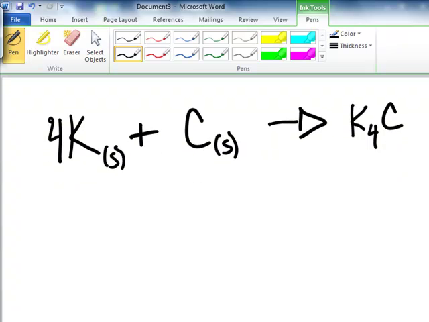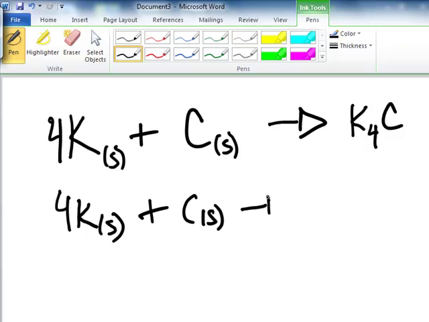Now when we write the complete ionic equation, that's what really shows us what's going on with the charges, how the left side and the right side are different. On the left side here, it stays the same. We don't have any ions. On the right side though, this is an ionic compound. So what's my cation in this compound? Good. And how many potassiums do I have?